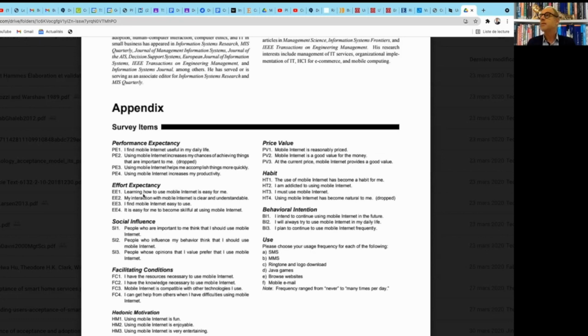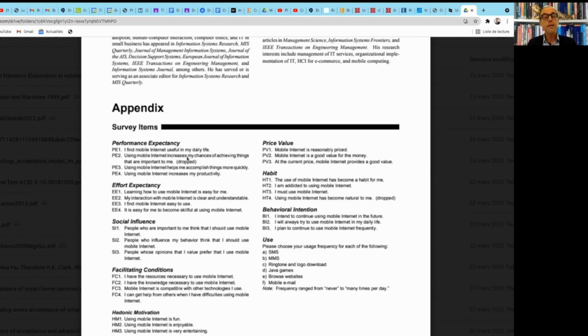Learning how to use delivery drones would be easy for me. You also have to pay attention to adapt it to the conditional. Nobody has experienced it yet, so we have to adapt. Learning how to use the delivery drone would be easy for me. My interaction with the delivery drone would be clear and understandable. I would find it easy to use delivery drones. It would be easy for me to become skillful at using delivery drones.